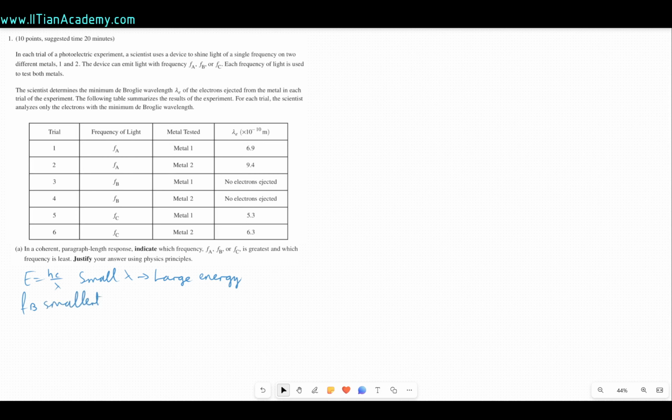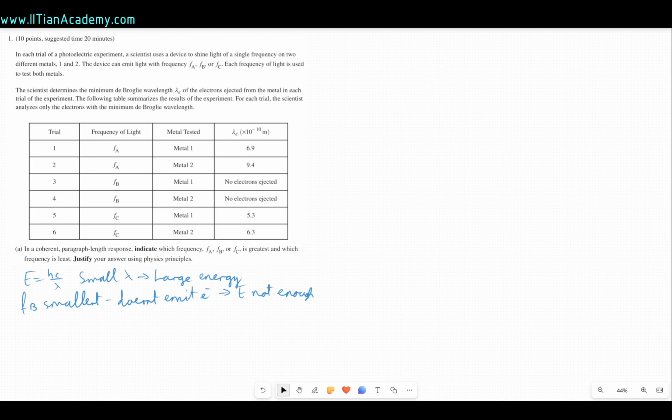And then the point that we would have to mention in our paragraph is that it doesn't emit electrons. So its energy is not enough.